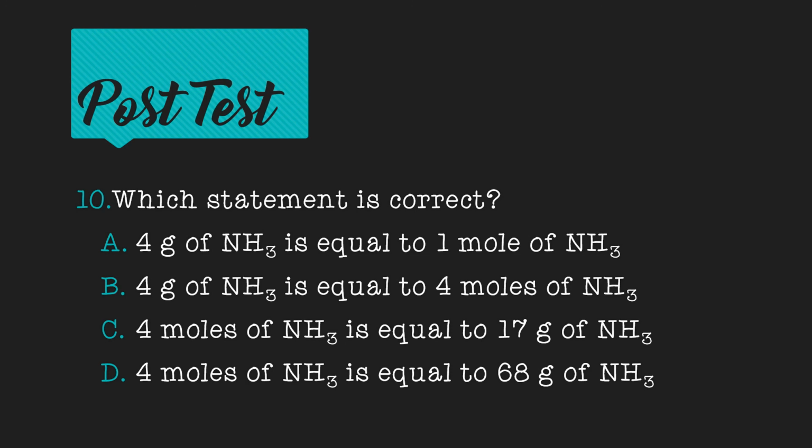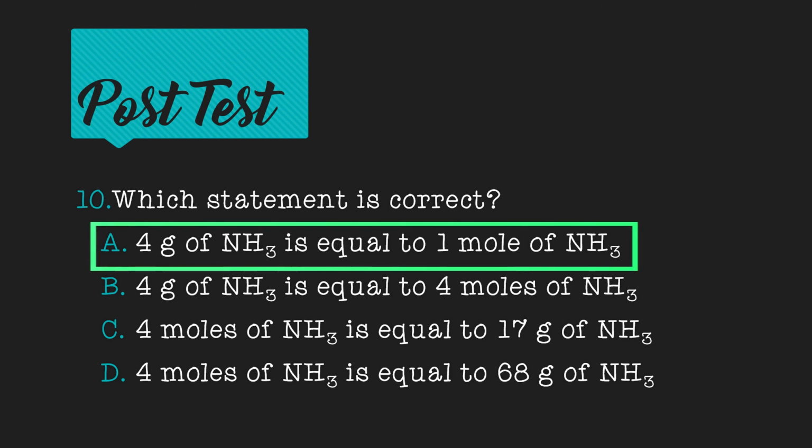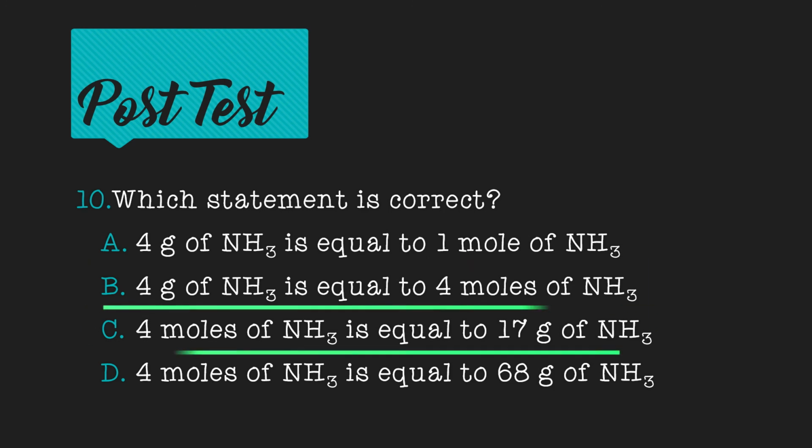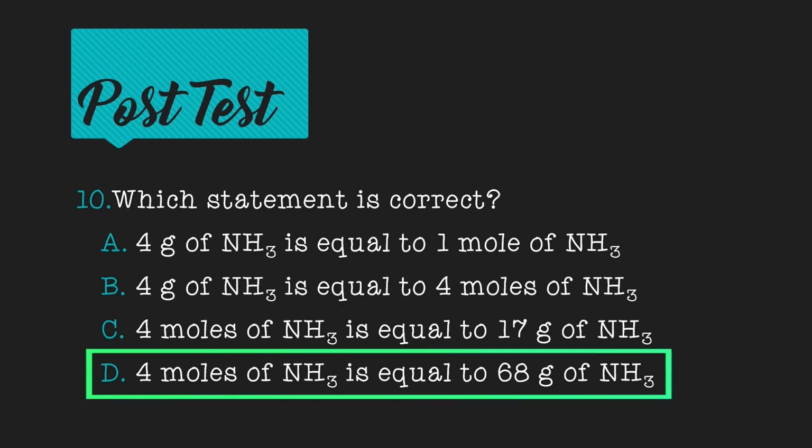Number 10. Which statement is correct? Letter A. 4 grams of ammonia is equal to 1 mole of ammonia. Letter B. 4 grams of ammonia is equal to 4 moles of ammonia. Letter C. 4 moles of ammonia is equal to 17 grams of ammonia. And letter D. 4 moles of ammonia is equal to 68 grams of ammonia.